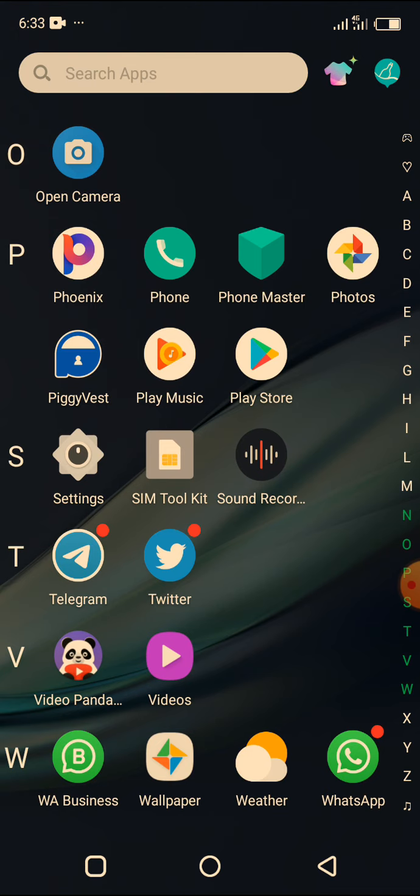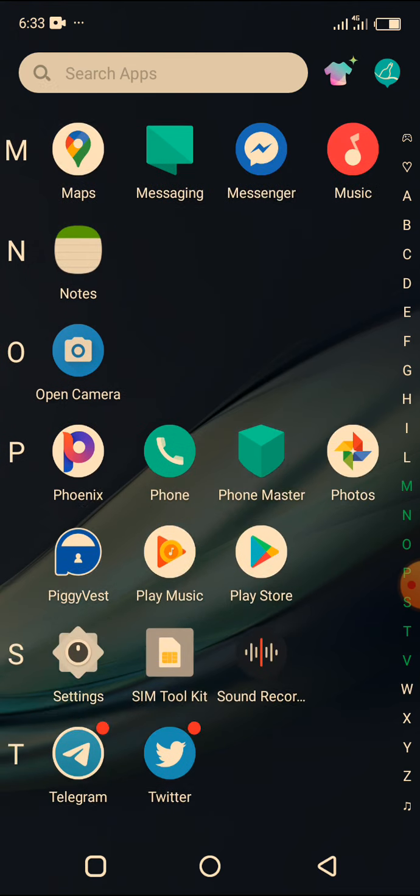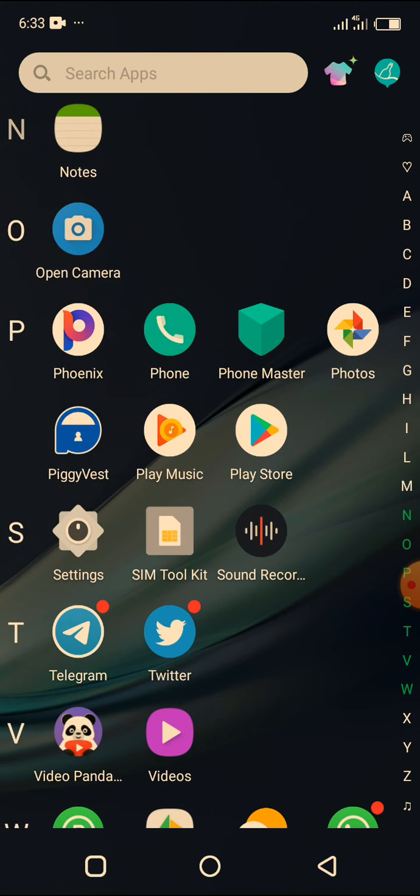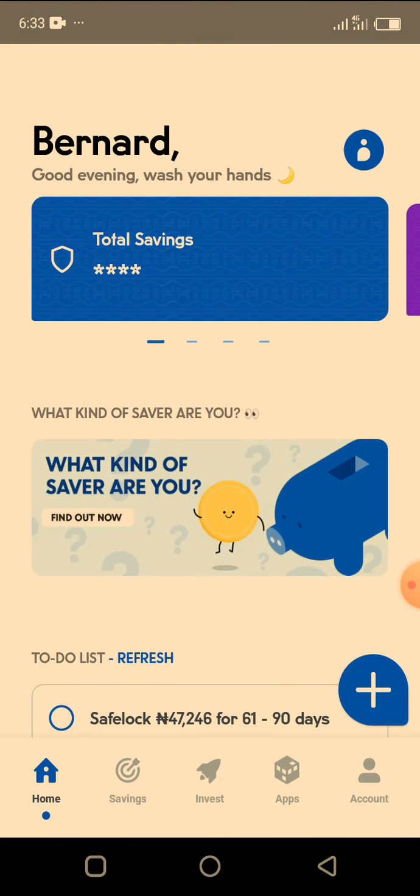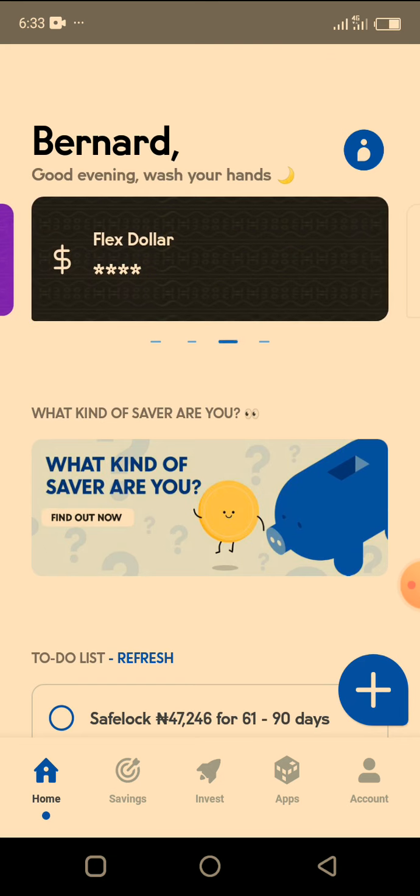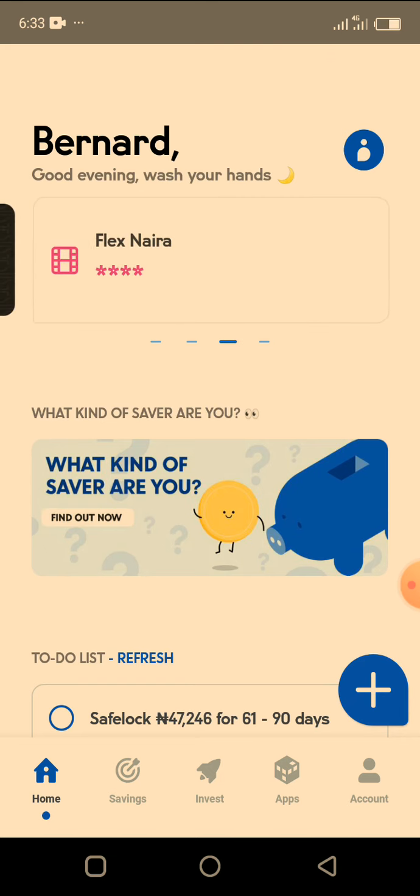So yeah, here is my screen. My app screen could be different from yours. Just click the Piggyvest app and it loads. I've already logged in before. Now let's say you've registered, you need to log in with your password. I've already logged in, that's why it opened directly to my dashboard. Here is the home. This is how it looks. On the home, you have total savings, total investment, your flexi dollar, and then flexi naira.